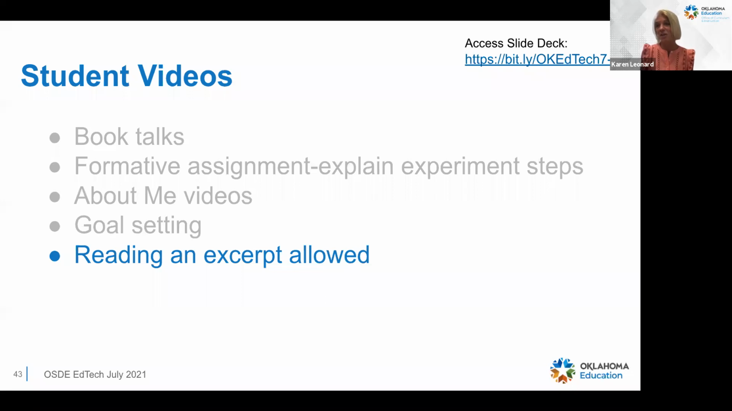And maybe especially for our younger learners, or think of world language teachers. Have students read an excerpt out loud. You don't always have that time for that one-on-one in the classroom. So maybe students go out in the hallway and record themselves reading.